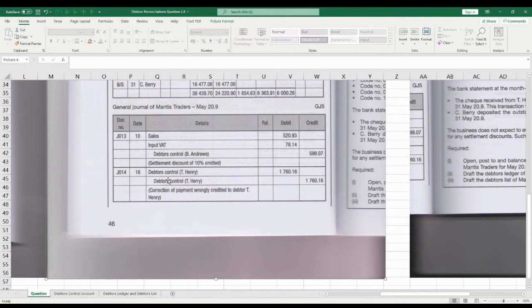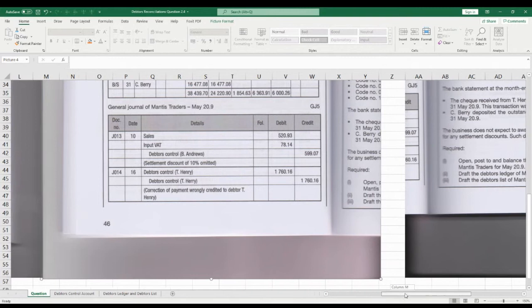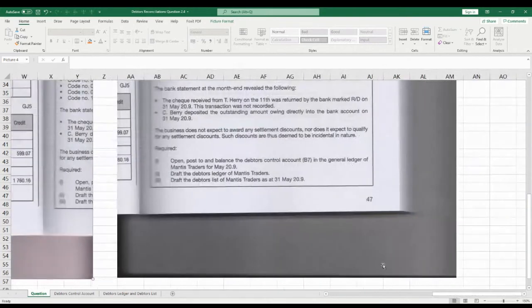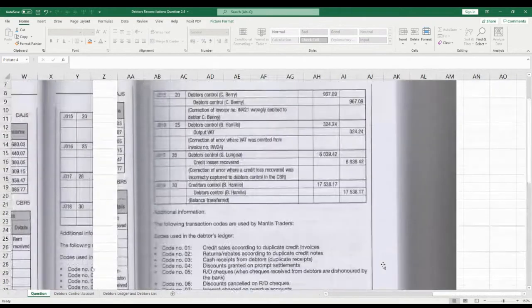Okay, so when you get to the general journal, you need to stay focused, because there are generally two accounts that are affected, but you need to make sure who is the individual that is being affected. And that will be indicated in brackets behind debtors control. Let's quickly see what other information they've given us.